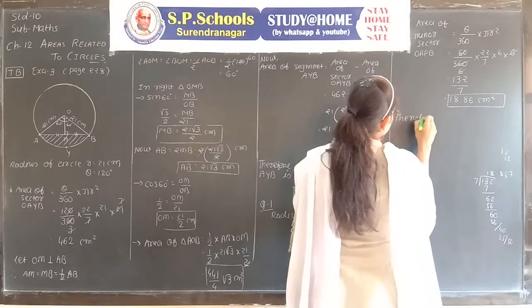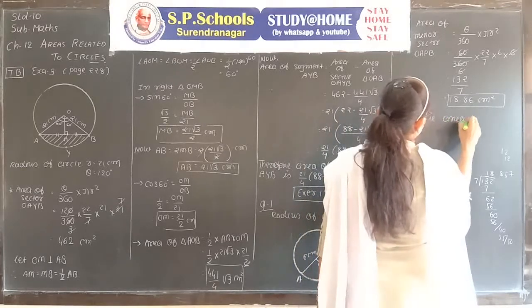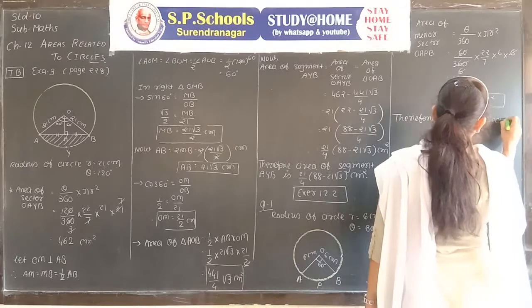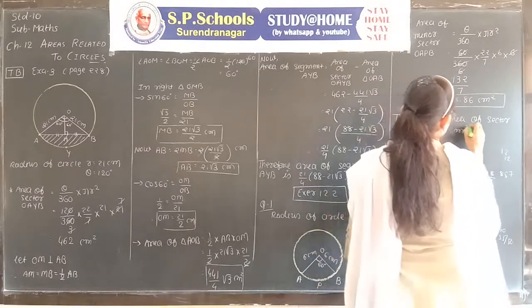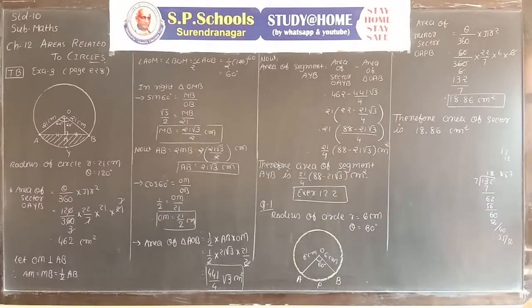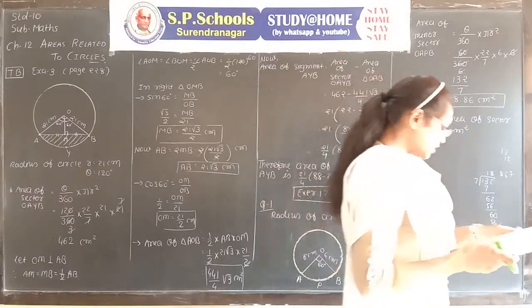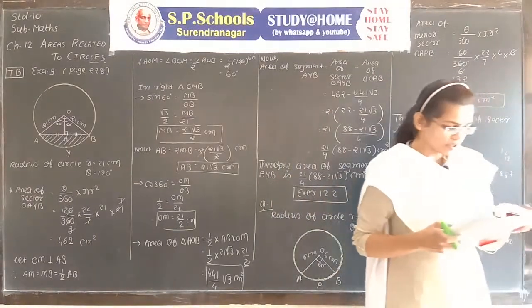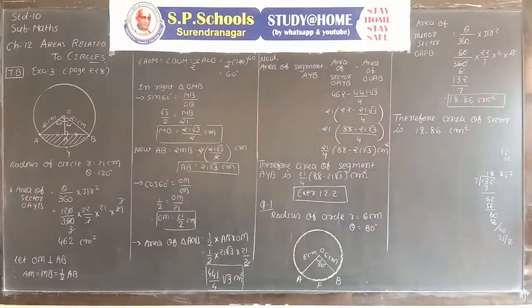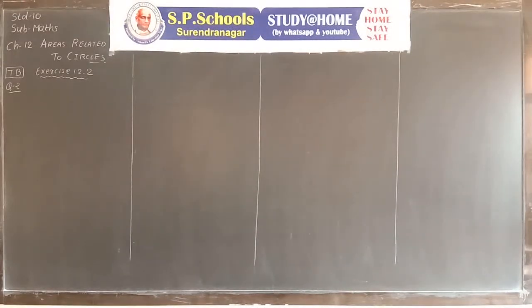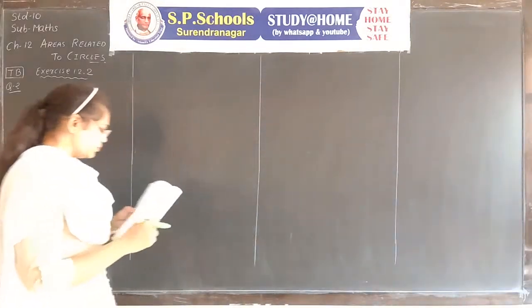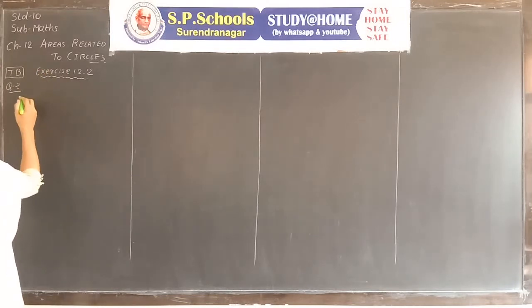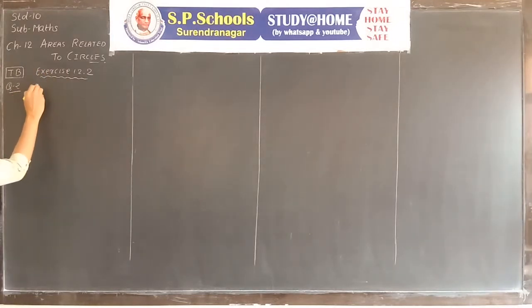Therefore, area of sector is 18.86 centimeter square. Here the first example, first sum of exercise 12.2 is completed. Now we discuss next. Let's see the next question from exercise 12.2, question number 2. See the question on page number 230.